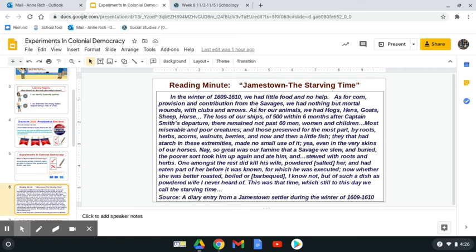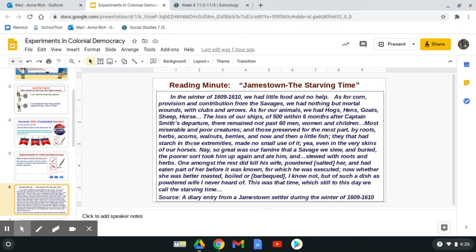As for our animals, we had hogs, hens, goats, sheep, horse. The loss of our ships of 500 within 6 months after Captain Smith's departure, there remained not past 60 men, women, and children, most miserable and poor creatures, and those preserved, for the most part, by roots, herbs, acorns, walnuts, berries, and now and then a little fish.